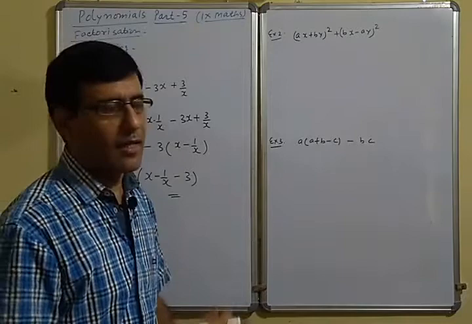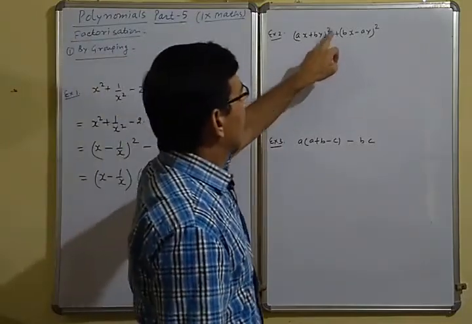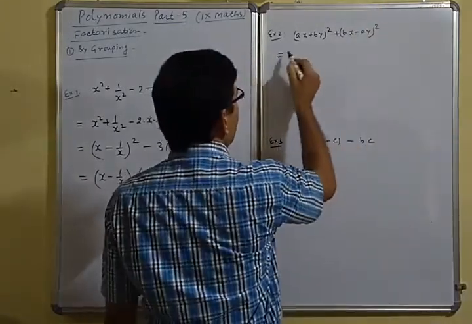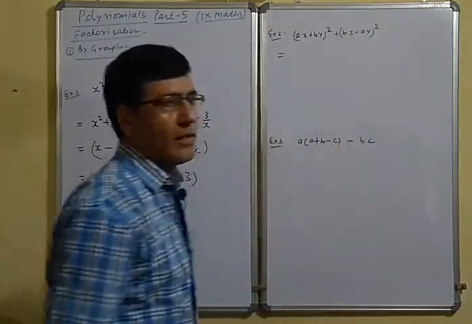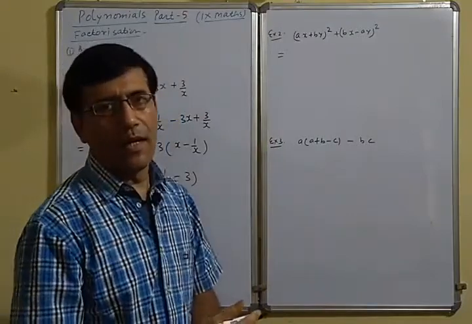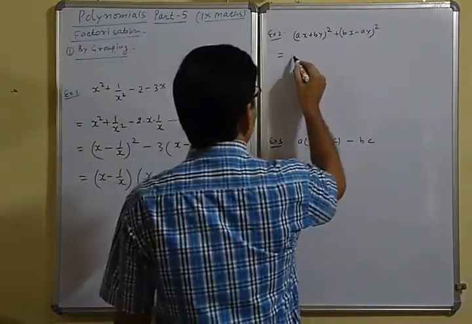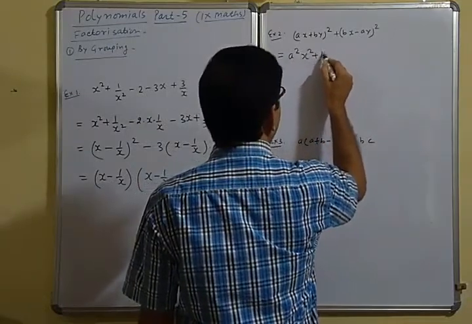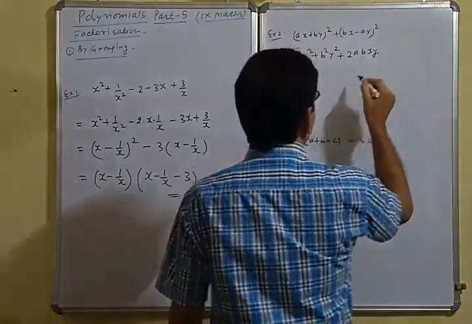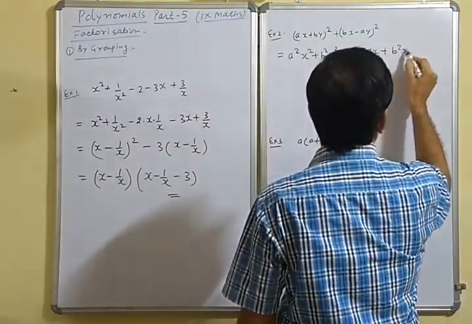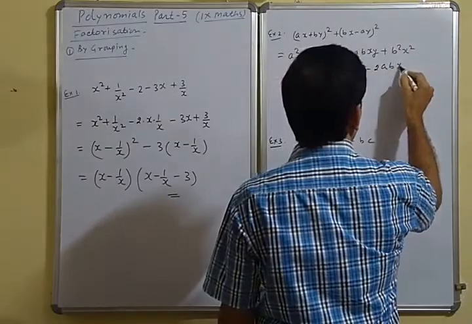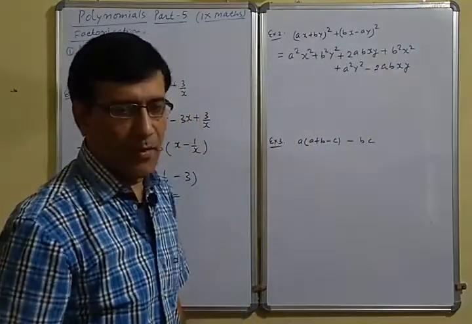Now let us see another example: ax plus by whole square plus bx minus ay whole square. Here there is no common factor. So just simplify it by using the formulas a plus b whole square and a minus b whole square. The first becomes a square x square plus b square y square plus 2abxy, plus here b square x square plus a square y square minus 2abxy, by using the formula a minus b whole square.